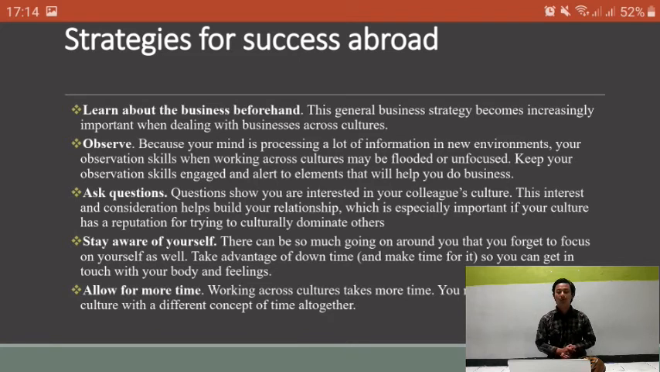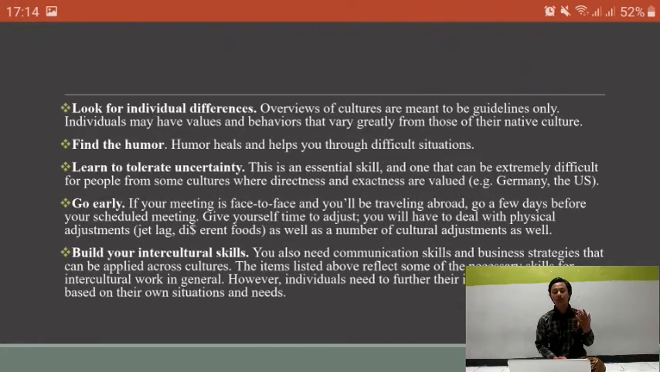Next is allow for more time. Working across cultures takes more time. You may be working with a culture with a different concept of time altogether. Next is look for individual differences. Overviews of culture are meant to be guidelines only. Next is find the humor. Humor heals and helps you through difficult situations, like awkward situations maybe.